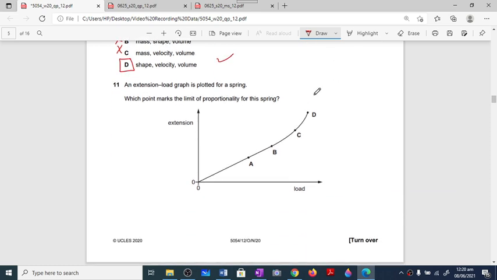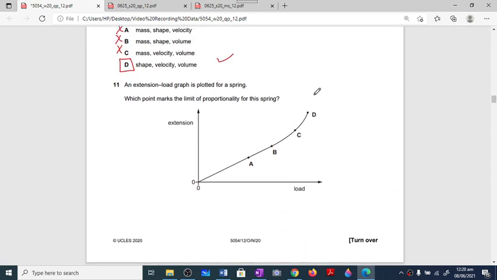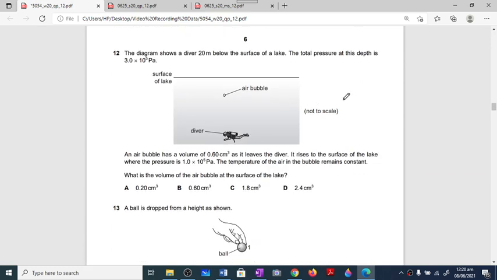And an extension load graph is shown in the diagram. Which point will be the proportionality limit? So on the graph, till where there is a straight line, that is the limit of proportionality. After that the graph will become a curve. So option B is the valid option.